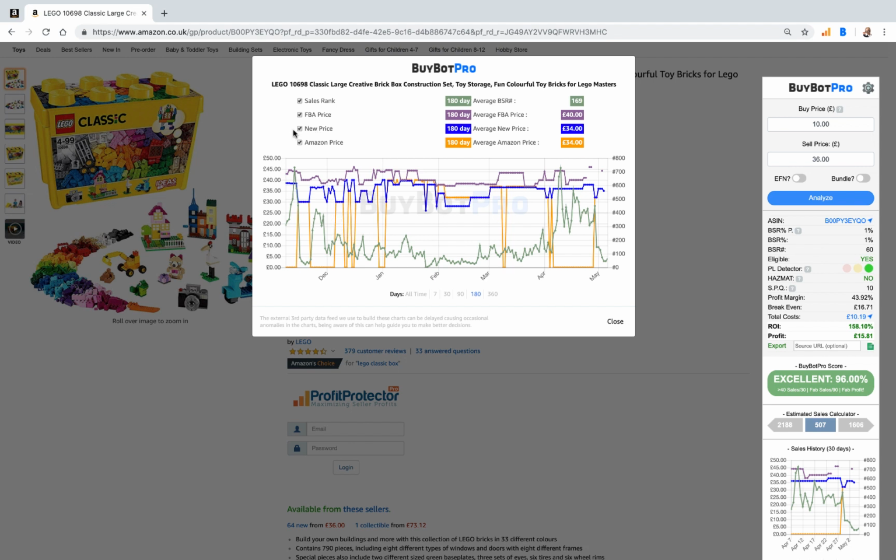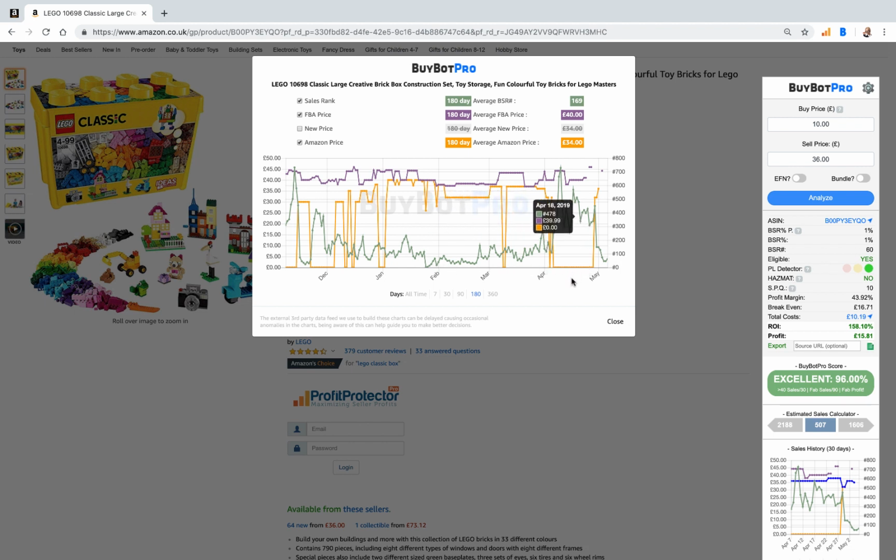For the moment, I'm going to turn off the new price because it clouds it a little bit. And I want to show you, particularly if you're selling FBA, what you need to look at here. You can see this green line goes up and down. Each of these downward lines is at least one sale. But don't make the mistake of thinking it's only one sale. It's lots of sales potentially, but every downward mark is a sale.